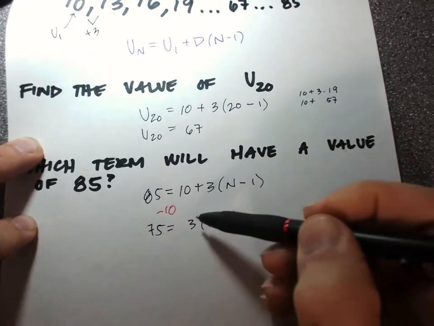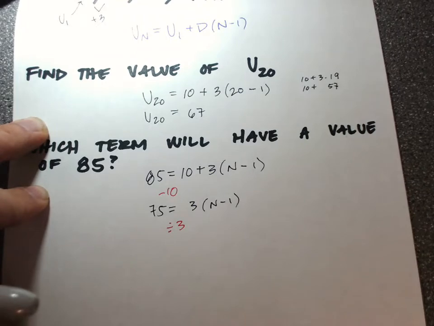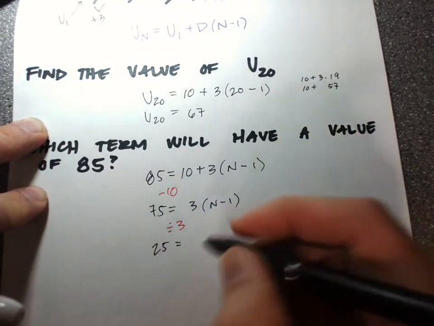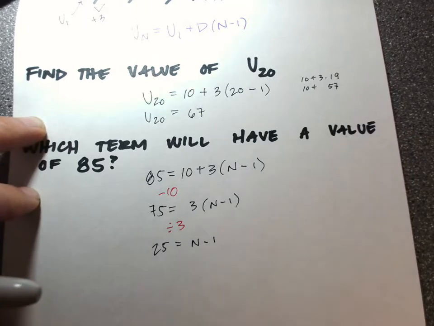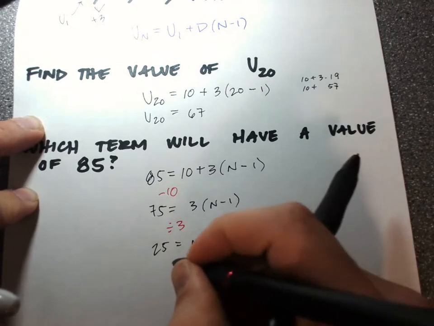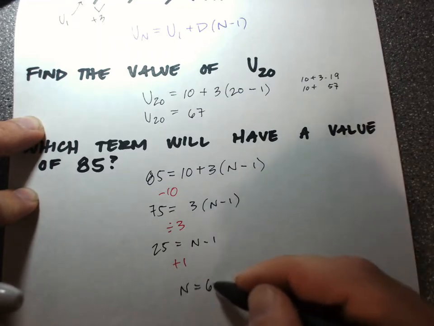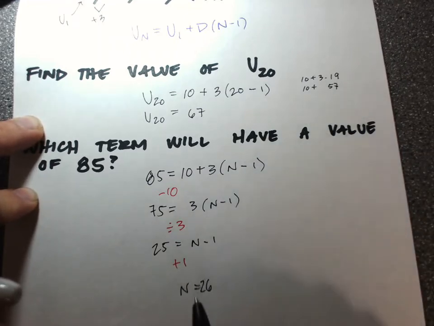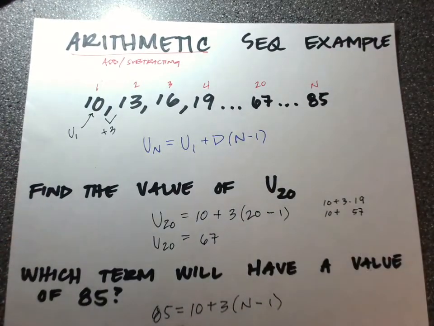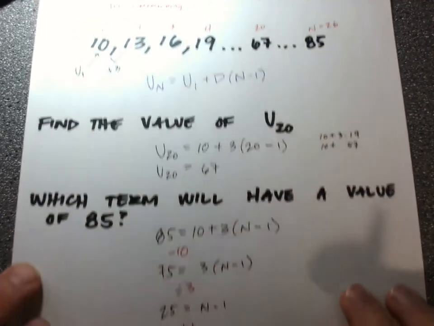And now we're going to resist the urge to distribute this. We don't actually have to. We're going to divide both sides by 3, and so we get 25 is n minus 1. And then add 1, 26. This is the 26th number. A little more traditional, have the variable come first, but we could have 26 equals that, same thing. So after our solving steps, this was the 26th number in the sequence.